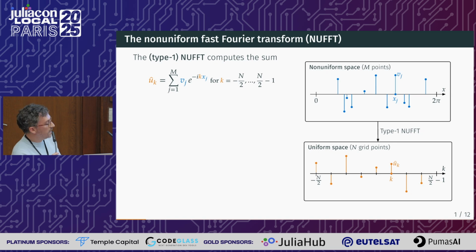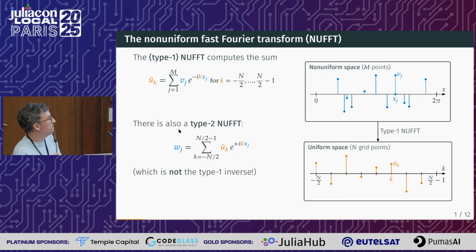And then there's also a type 2 non-uniform FFT, which does the opposite. It's not the inverse, but it's a transform that takes uniform values here and gives you non-uniform values in physical space. If you compute them directly, the cost is quite high. This is in D dimensions, so you can generalize it to any dimension you want, and it's quite expensive. So there is an algorithm for this, which uses the FFT actually.